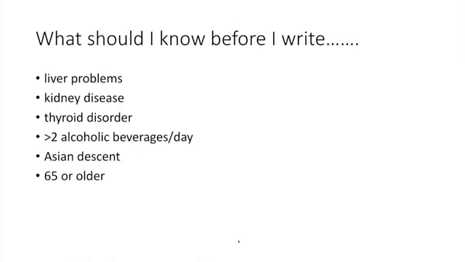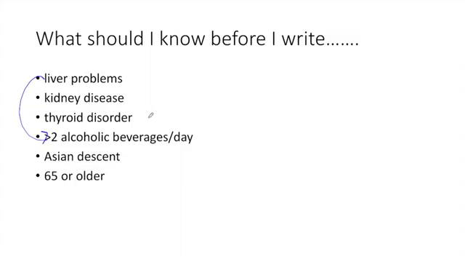So what do you need to know before you write? So obviously liver problems, and then the thing that you also need to do is be a little bit critical thinking. If you have somebody who is drinking more than 2 alcoholic beverages per day, you would be concerned that there is underlying, possibly not known liver issues which would impair metabolism and also set you up for increased risk of myalgias. Kidney disease, obviously we talked about this, impairs clearance as well as dosing.